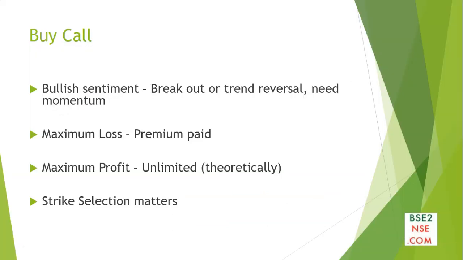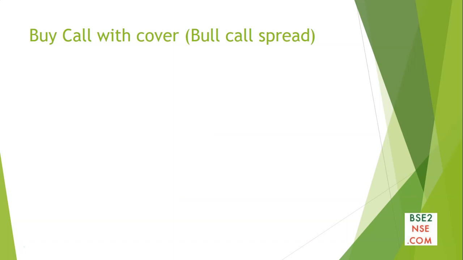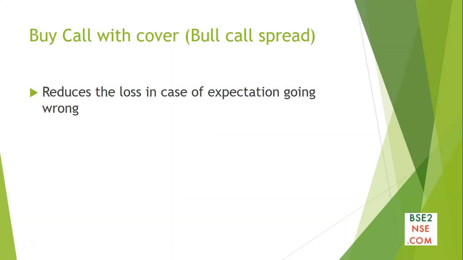Now let us go to the next one. Buying a call with a cover reduces the loss in case the expectation goes wrong. Say our assumption is Sun Pharma is going to go further high and we were anticipating it will settle above 725. What if Sun Pharma doesn't go there? Either it goes sideways from 700 or it drops. Then we have a bigger loss, almost 34k. So by buying a cover, you can reduce the loss. How? I will demonstrate in that tool. You will see the rest of the points as well.